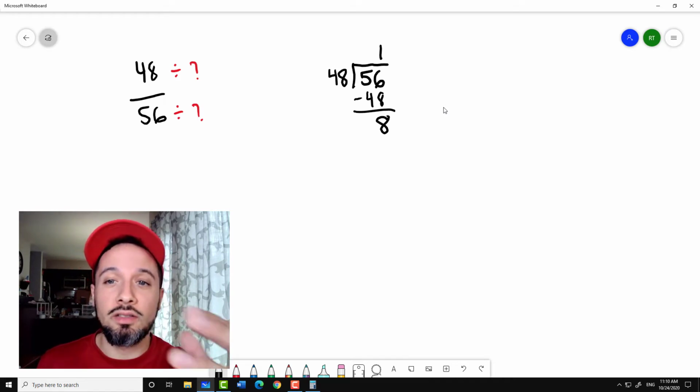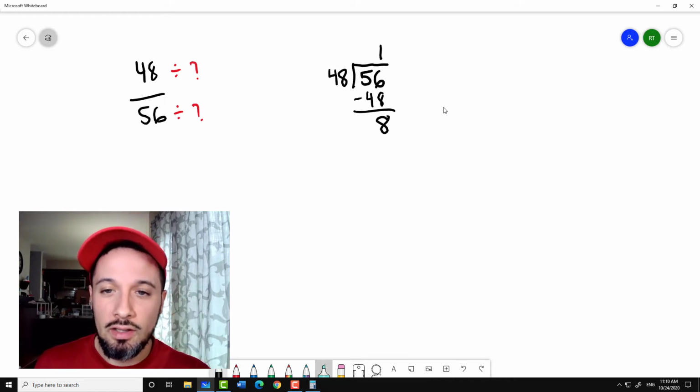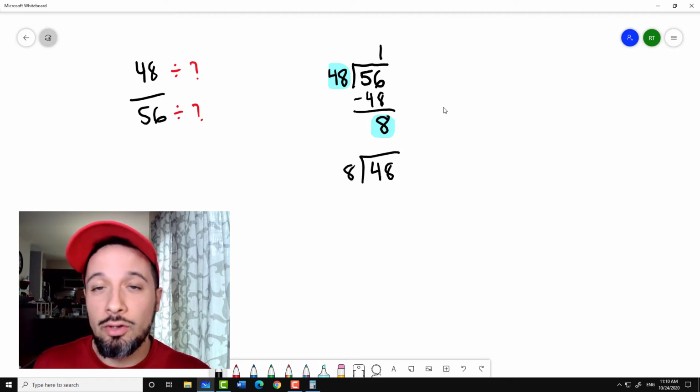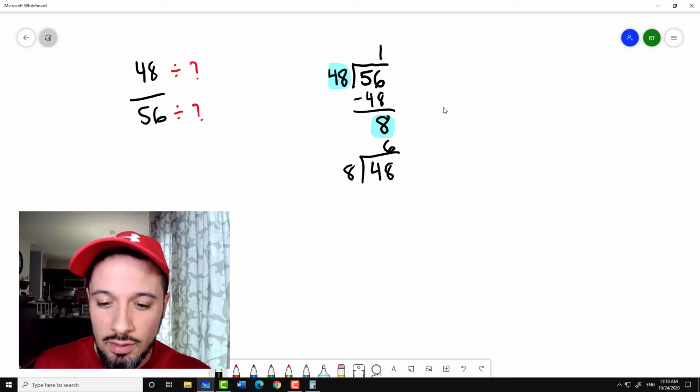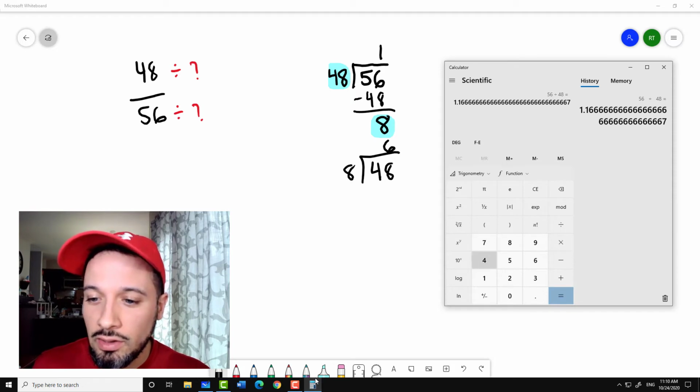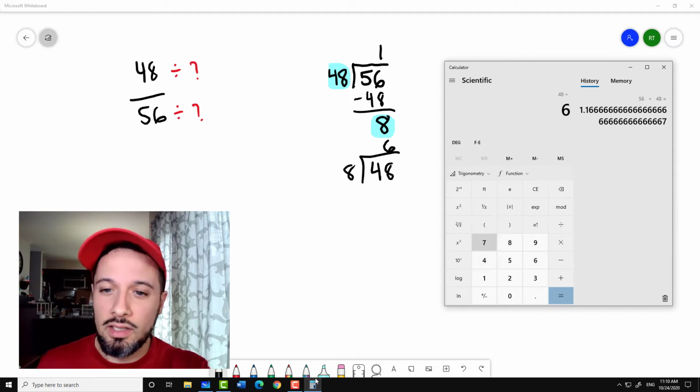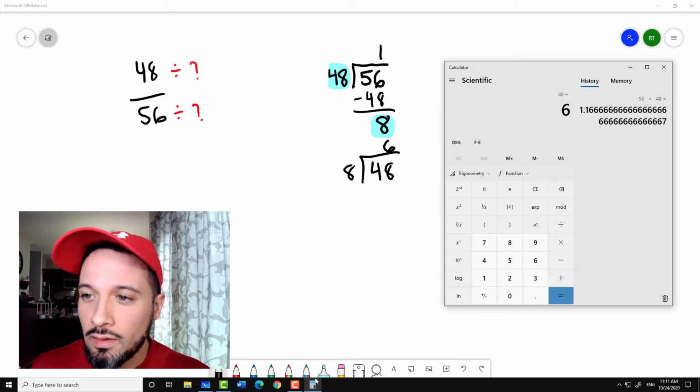And I'm going to repeat this division process by taking the bigger number here and dividing it by the remainder, the smaller number in this case. So now 48 divided by 8. 8 goes into 48 6 times. If you're using a calculator, you can see I take 48 divided by 8. So take the number inside the box divided by the outer number, and we get 6.